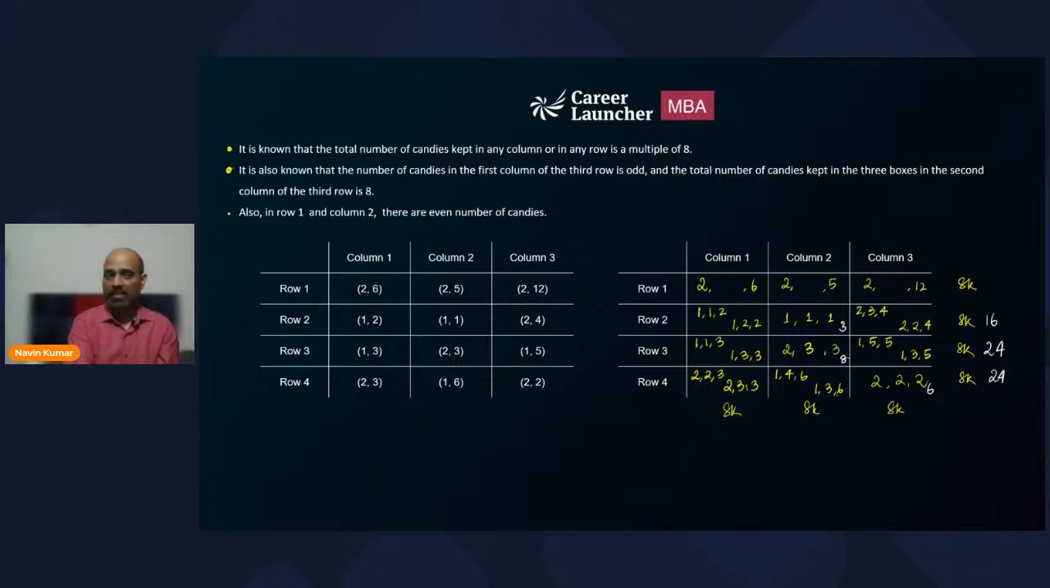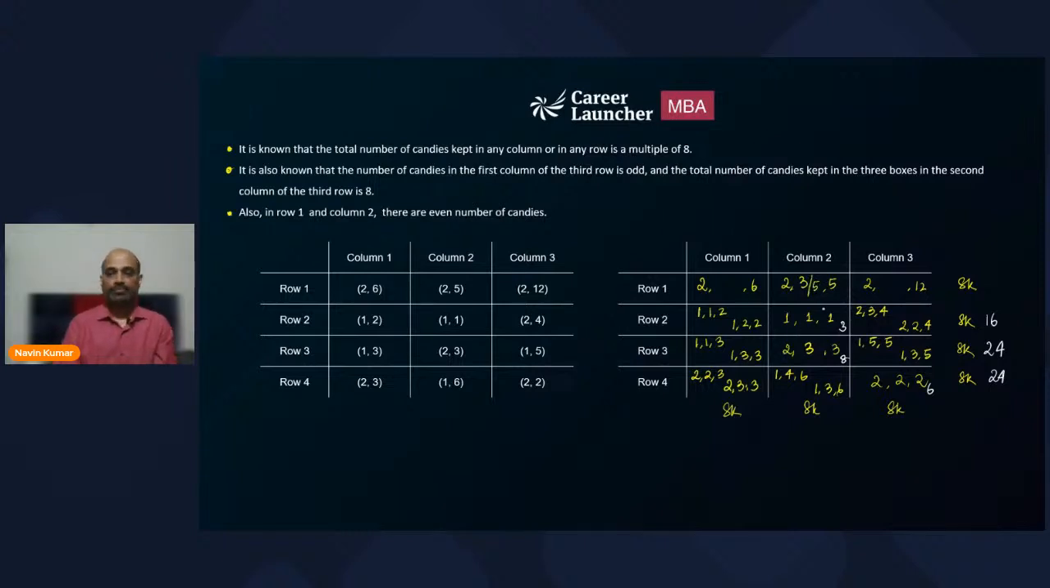Okay. Let's read the third point. And then we will have to check vertically a multiple of 8, as well as horizontally also a multiple of 8. Row 1 and column 2, there are an even number of candies. Row 1, column 2, we are supposed to have an even number of candies. So we already have 7. So I can't take a 2. So we can take a 3, so that this is 10. Or I can take a 5, so that this is 12.